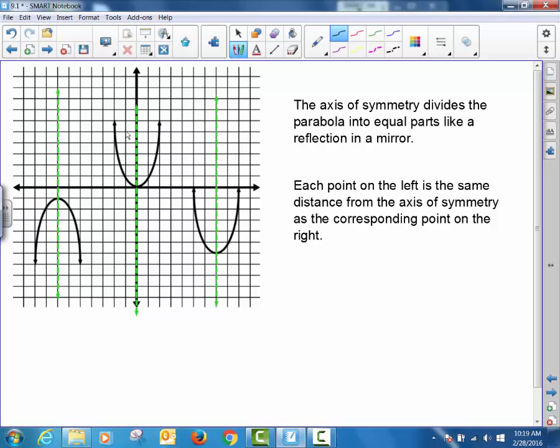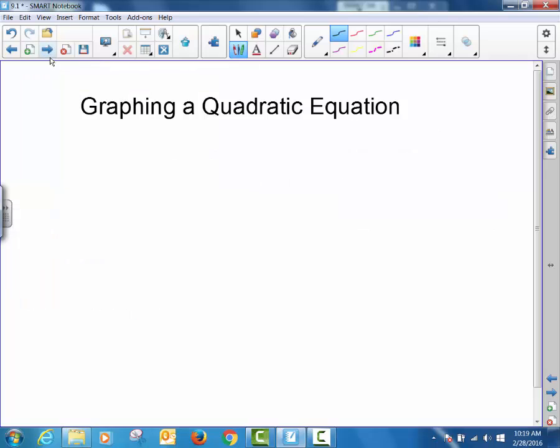If you notice, this one is 1, 2 away from the axis of symmetry, and this one is 1, 2 away from the axis of symmetry. This one is 1 away from the axis of symmetry, and this one is 1 away from the axis of symmetry, because they are mirror reflections of each other. If you fold it on the axis of symmetry, then the two sides will lay on top of each other. The axis of symmetry also passes through the vertex of the parabola as well. Okay, now we're going to get into graphing a quadratic equation.